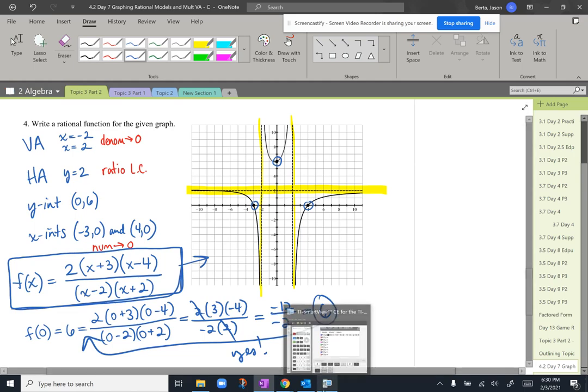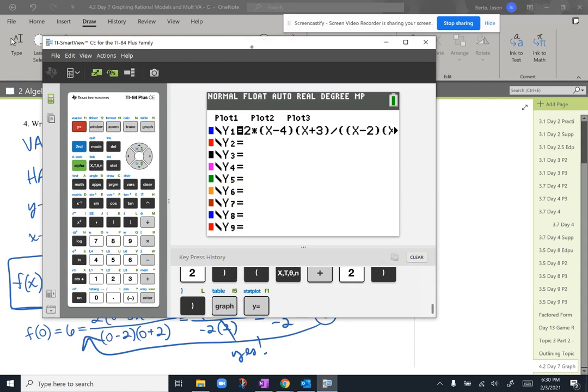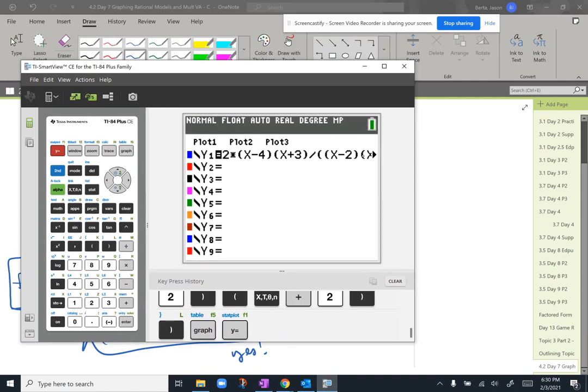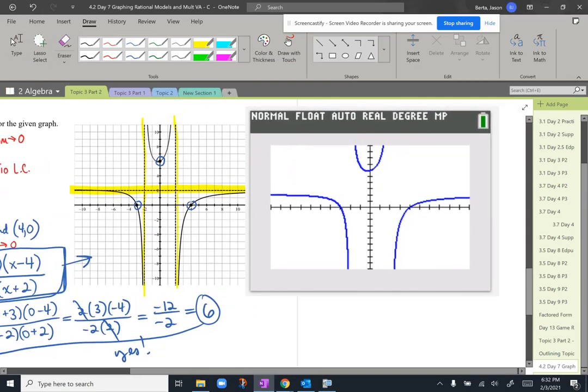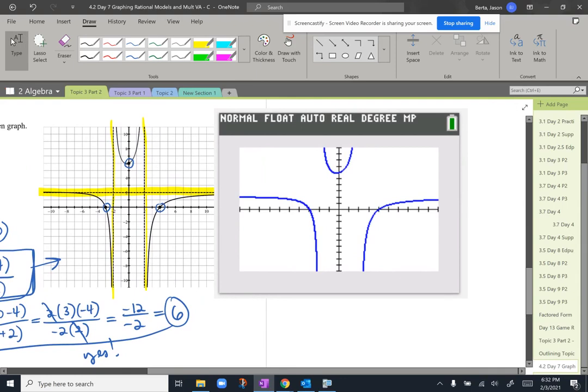Now we can go ahead and plug that into our graphing calculator, which I've done here. We can hit graph, and we can do a side-by-side comparison to see that the rational function we came up with indeed looks like the graph that we were given at the beginning.